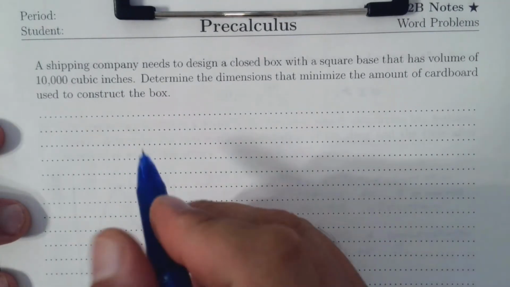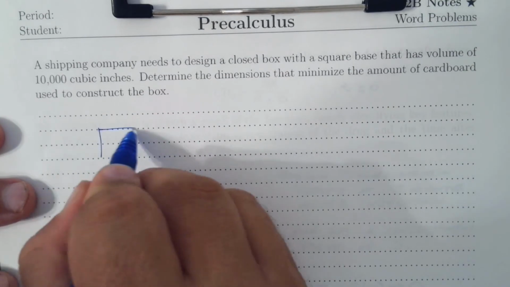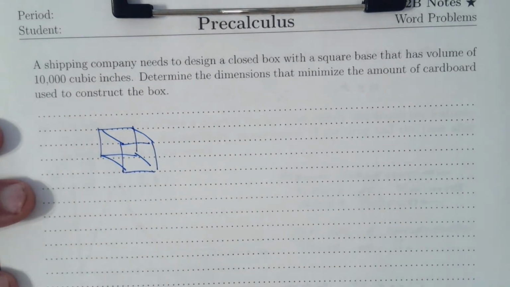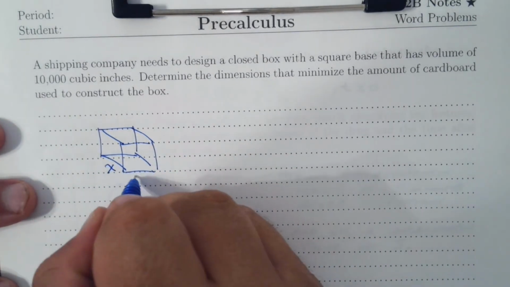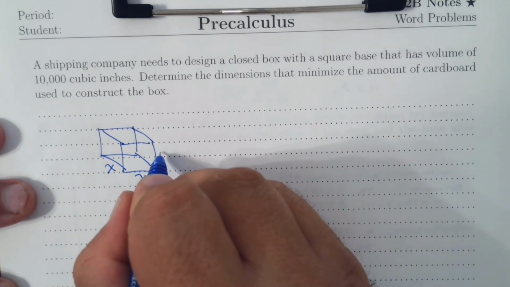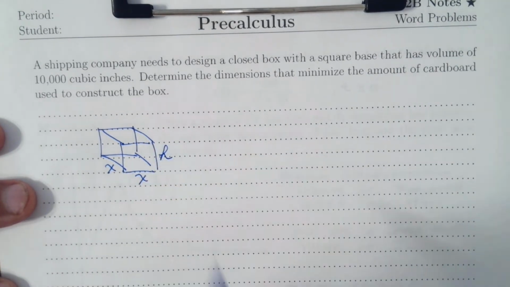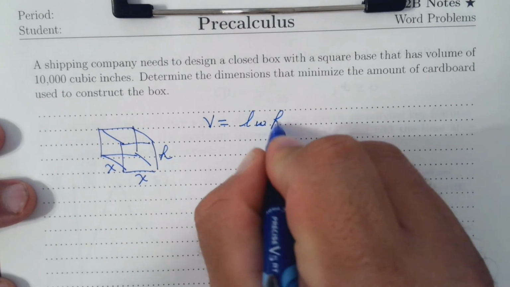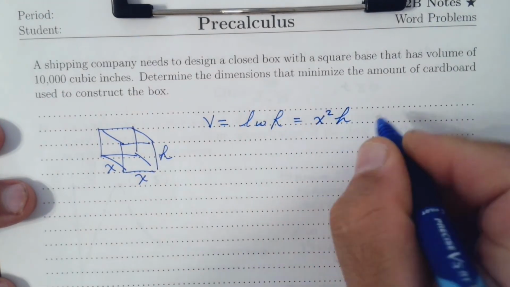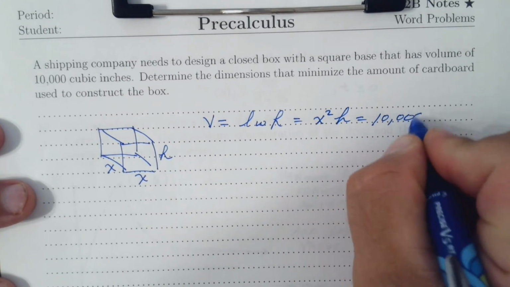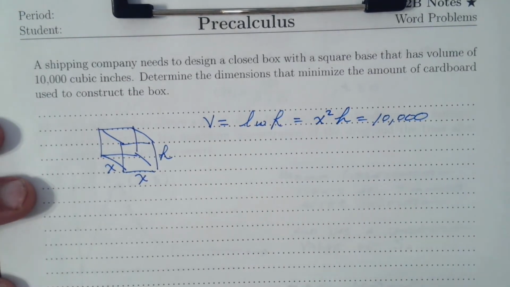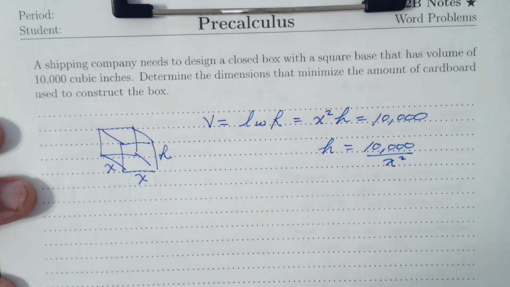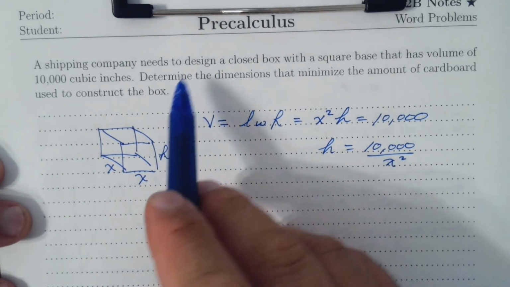So we're going to have a closed box with a square base. If we can get a design, kind of imagine what our box looks like. There we have a box, and let's have a square base, and let's say that we have some height to this box. We know that the volume is length times width times height, which will be x squared times the height, and we know that that needs to be 10,000. What does that tell me? That tells me that h has to be 10,000 divided by x squared. Okay, so we have basic information.